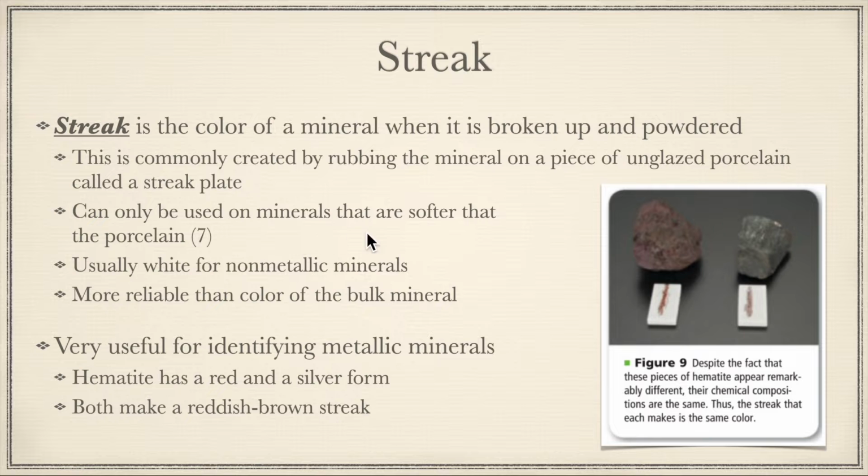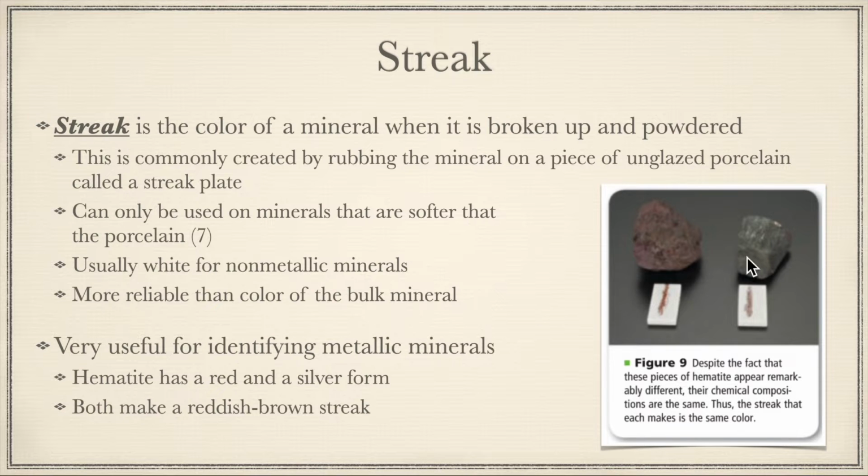This can only be used on minerals that are softer than porcelain. Porcelain is a 7, sandpaper is a 9, so you can actually get streaks for things that are harder than porcelain. But if you use a regular streak plate, it will only leave a streak if the mineral is softer than a 7. Usually white for non-metallic minerals. This is more reliable than color of the bulk material.